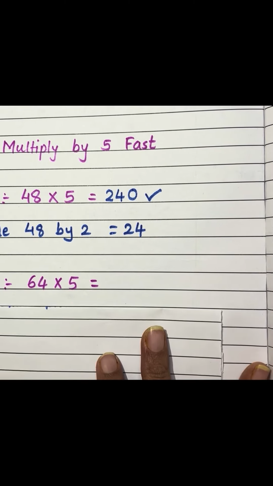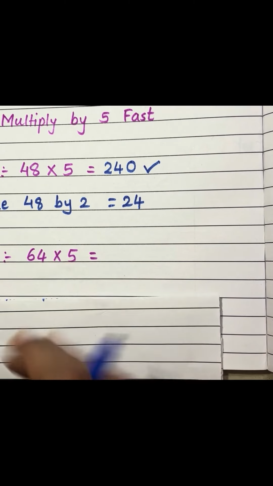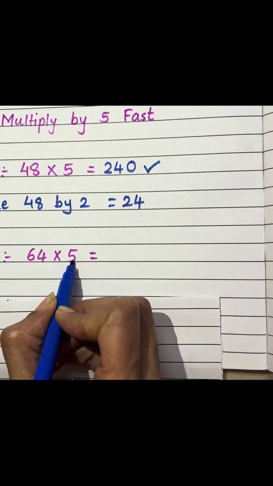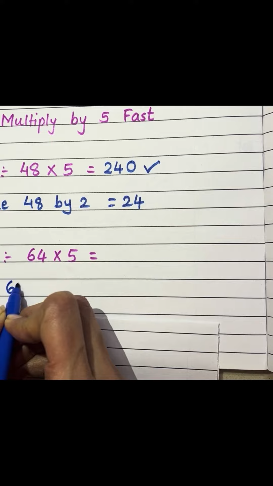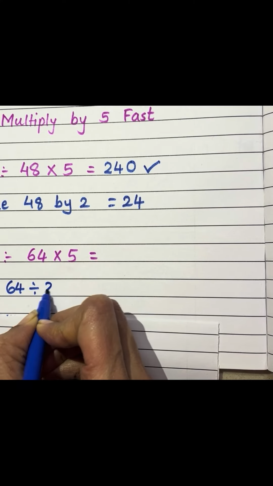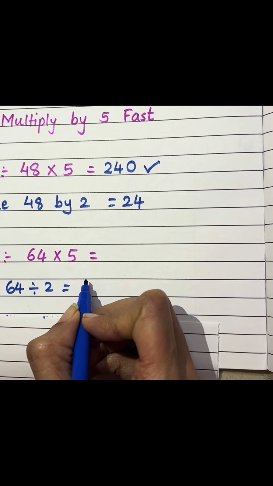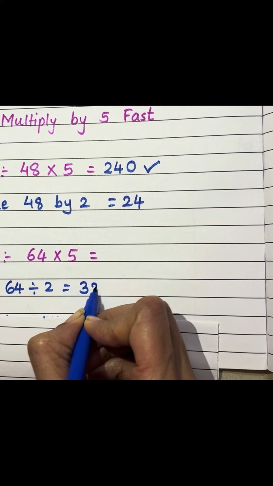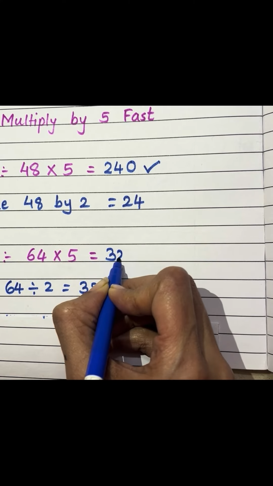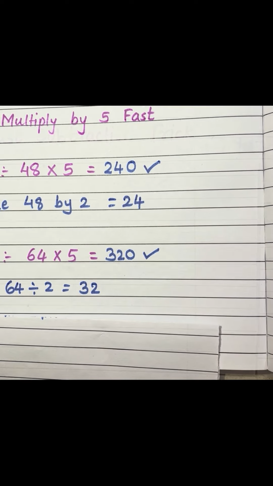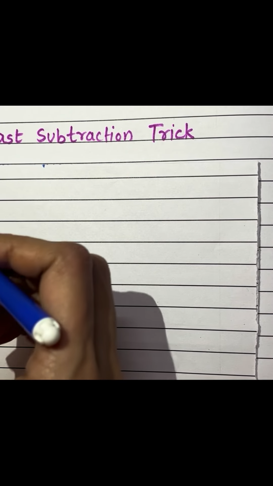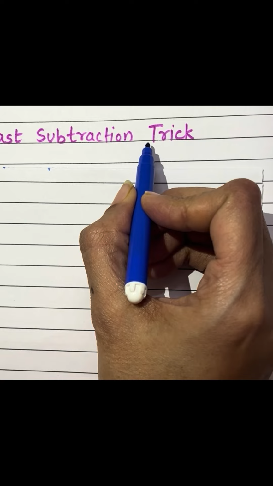Next, let's have a look at one more example. 64 multiplied by 5. Again the same steps. 64 we are going to divide by 2. So 64 divided by 2 is what? 32. So write down 32 here and then just put 0 at the end. This is your answer.